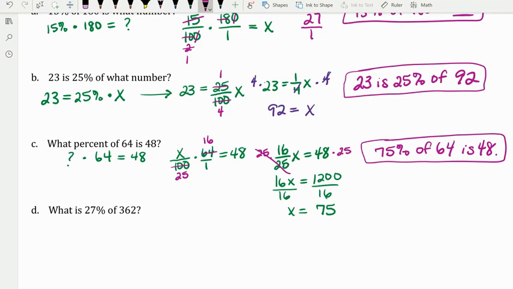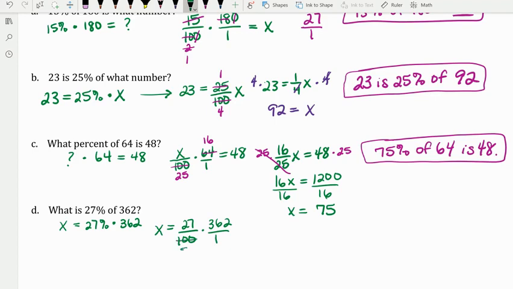Okay, then the last one, we've got what, so that's the part I don't know. You can say x, right, or the question mark, is, that's our equals, 27% of, so times 362. So again, I can do x equals 27 over 100 times 362. You can just multiply and divide, or if you want to try to cross cancel those, you can. We could do at least by 2, I guess.